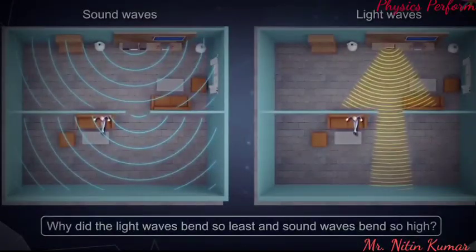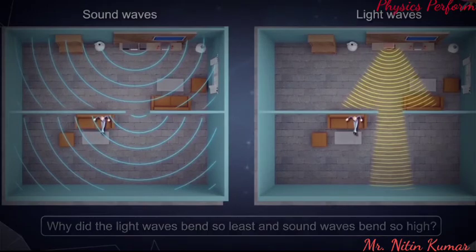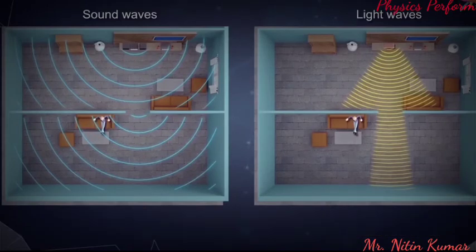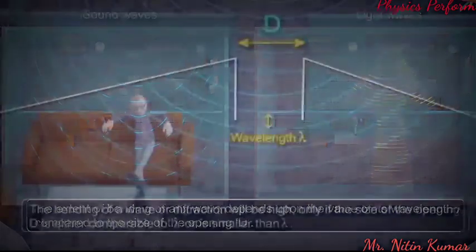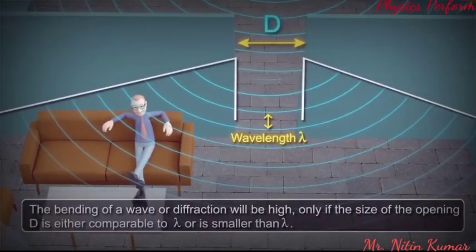Now, the question is, why did the light waves bend so least and sound waves bend so high? The answer to this lies in the property of wave, which states that the extent of bending of any wave depends upon the value of its wavelength lambda compared to the size of the opening d. The bending of a wave or diffraction will be high only if the size of the opening d is either comparable to lambda or is smaller than lambda.